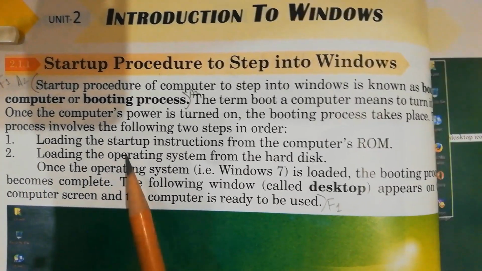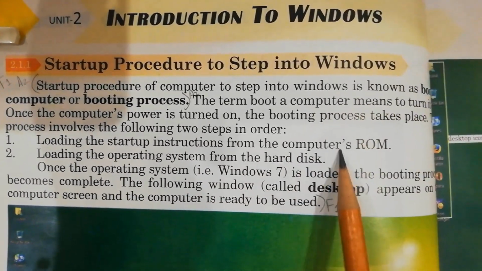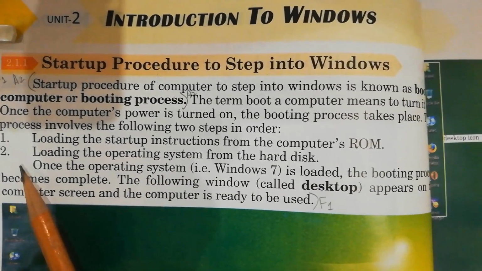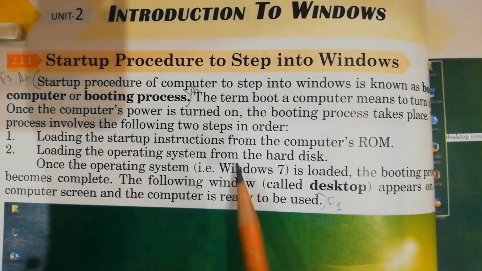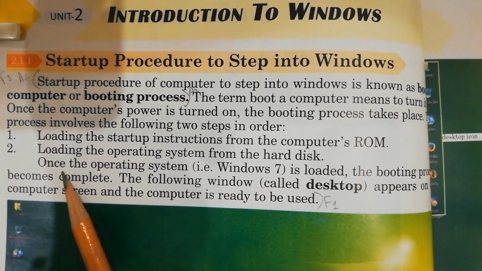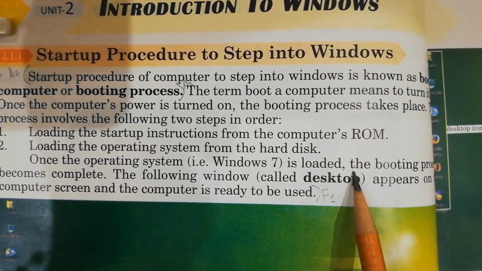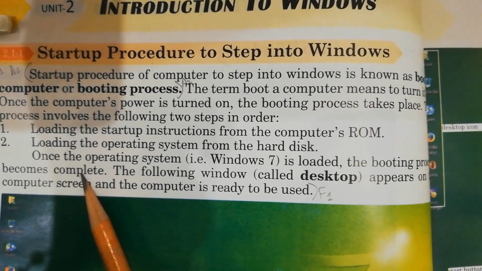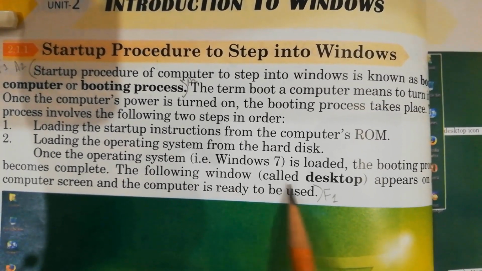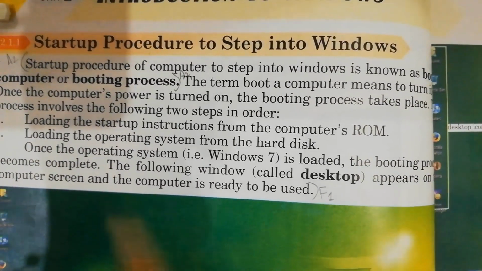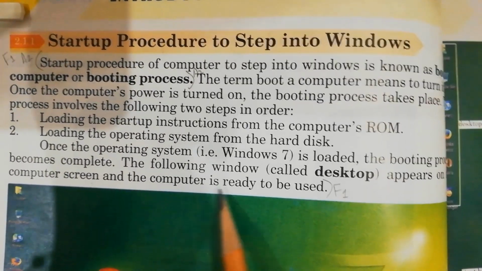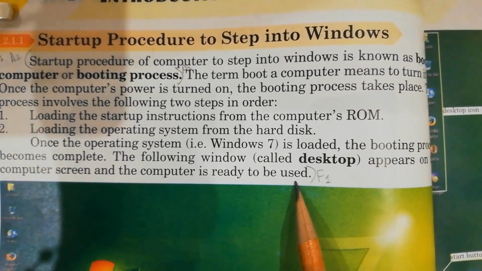Number 1, loading the startup instructions from the computer's ROM. Number 2, loading the operating system from the hard disk. Once the operating system, for example Windows 7, is loaded, the booting process becomes complete. The following window called desktop appears on the computer screen and the computer is ready to use.